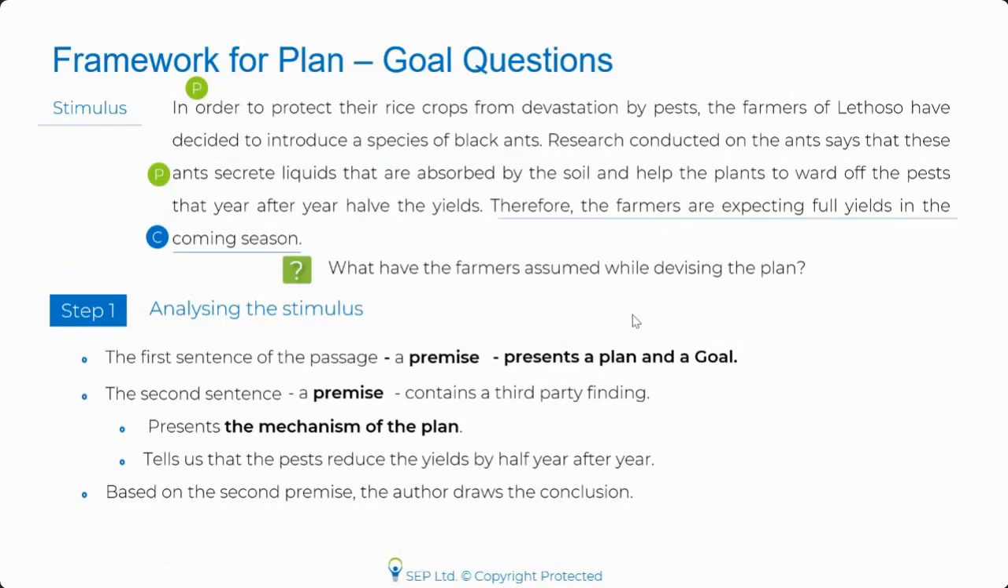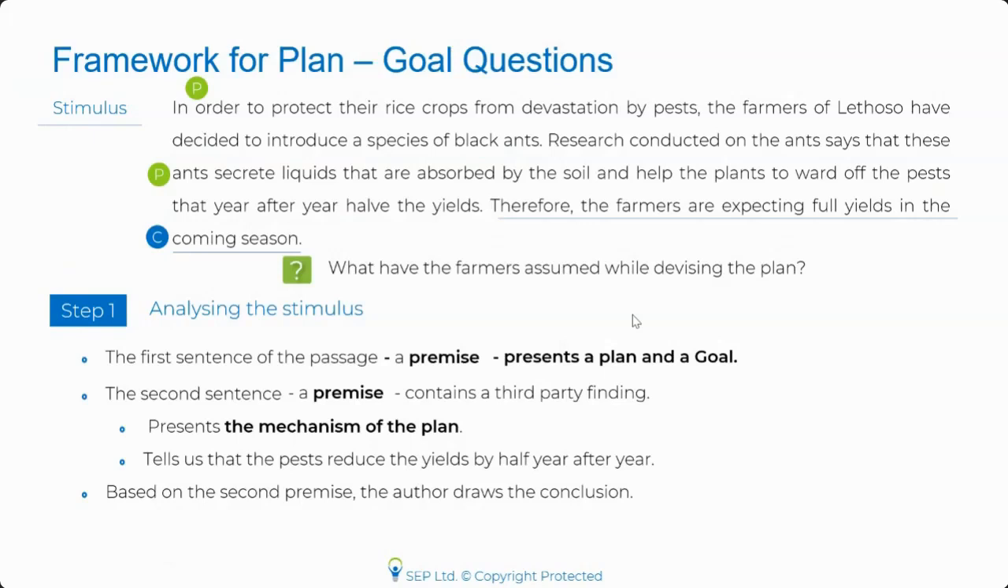All right. So all in all, what do we have? We are told that there is a plan. The farmers of Lethoso have come up with it. All right, they want to save their crops from being destroyed by the pests. So they are going to bring in black ants. These black ants are going to give out some liquids. The liquid will be absorbed by the soil. And that is how the plants will be helped to drive away the pests. And we have also been given that these pests really bring down the yields to half. They really cause significant damage. And finally, the conclusion is the farmers are expecting full yields in the coming season.